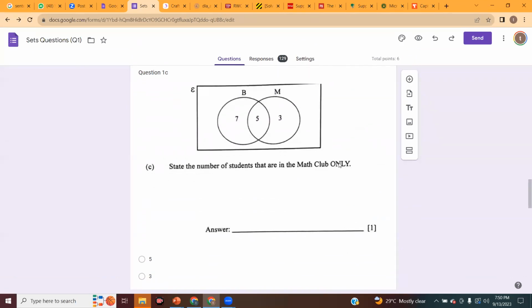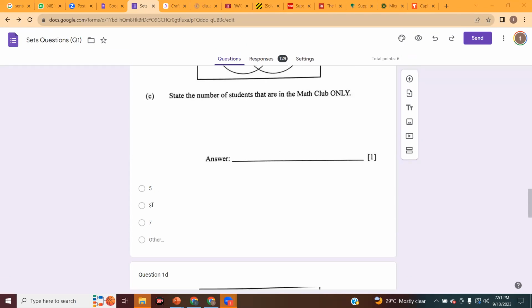Next up. State the number of students that are in math only. Math only is 3. That's math only, because the 5 are in basketball and math, and then 7 are in just basketball. So math only is going to be 3. So the answer here is 3.